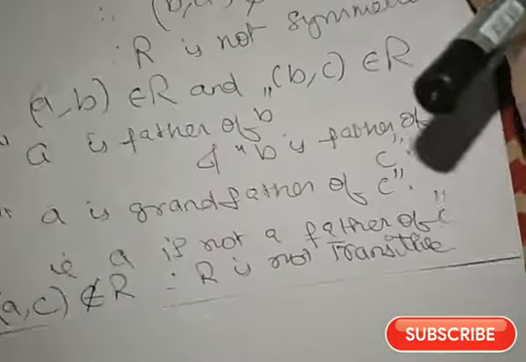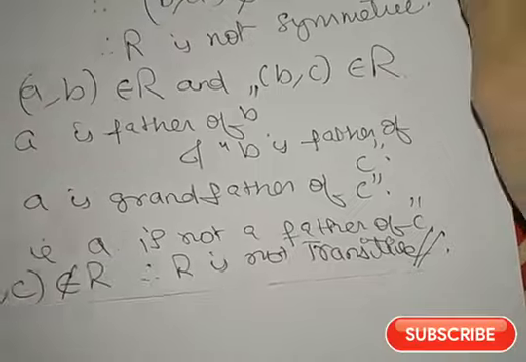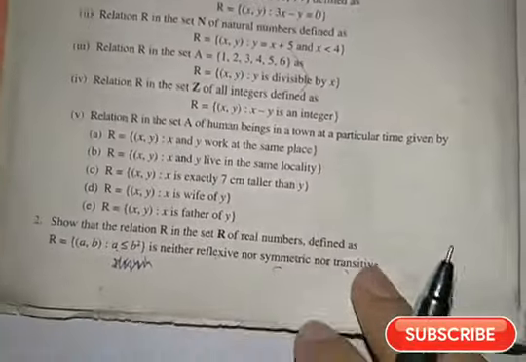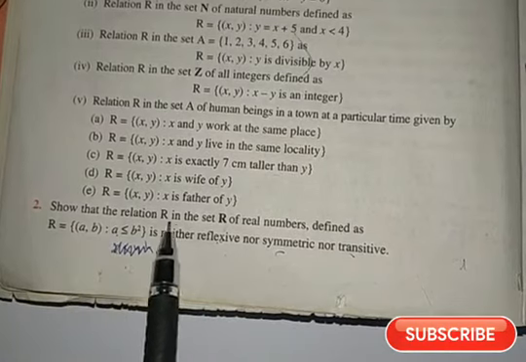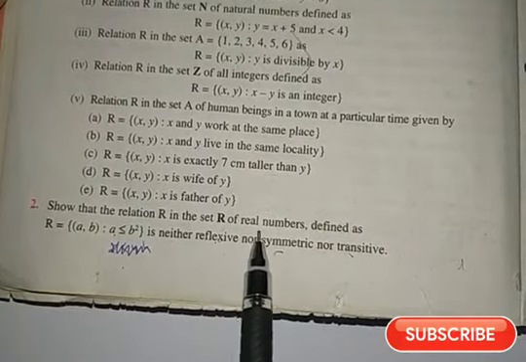Now, so that was the problem number E. That was the last problem here in problem 1. Now let us go to the second problem, and it is a similar thing that you have to do, that is you have to show that the relation is neither reflexive nor symmetric nor transitive. The set given is R, the set of real numbers.